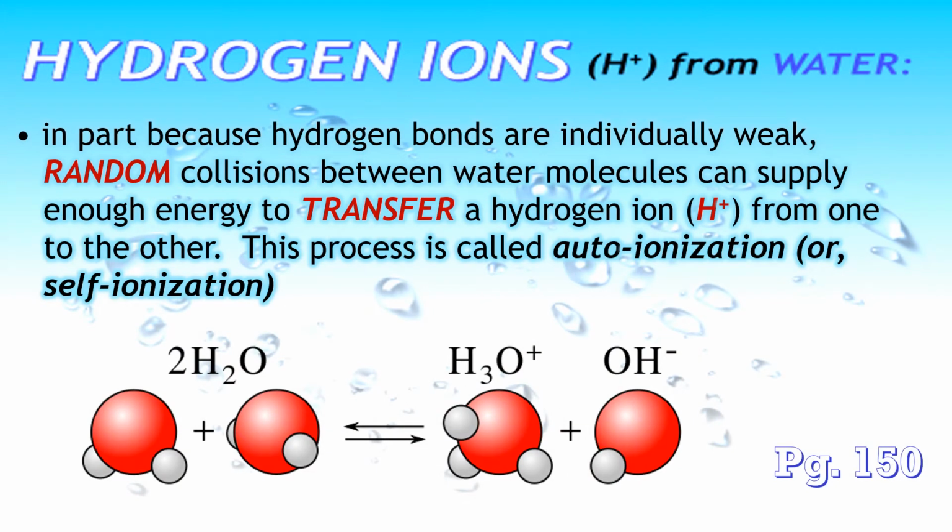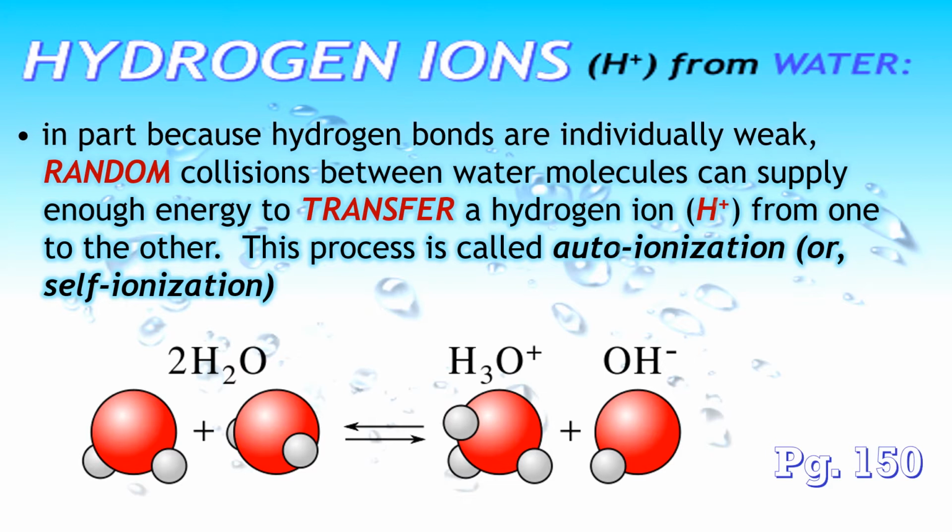Now, these hydrogen bonds themselves aren't very strong. Again, they're not truly chemical bonds. They're individually weak. And because they are weak, random collisions between water molecules can supply enough energy to transfer a hydrogen ion from one water to the other. This is a process called autoionization, or in your textbook, self-ionization.